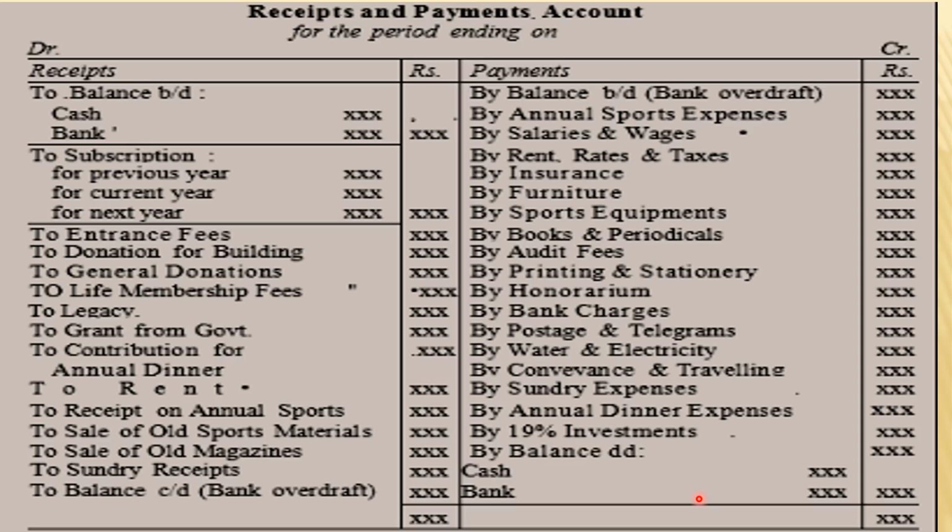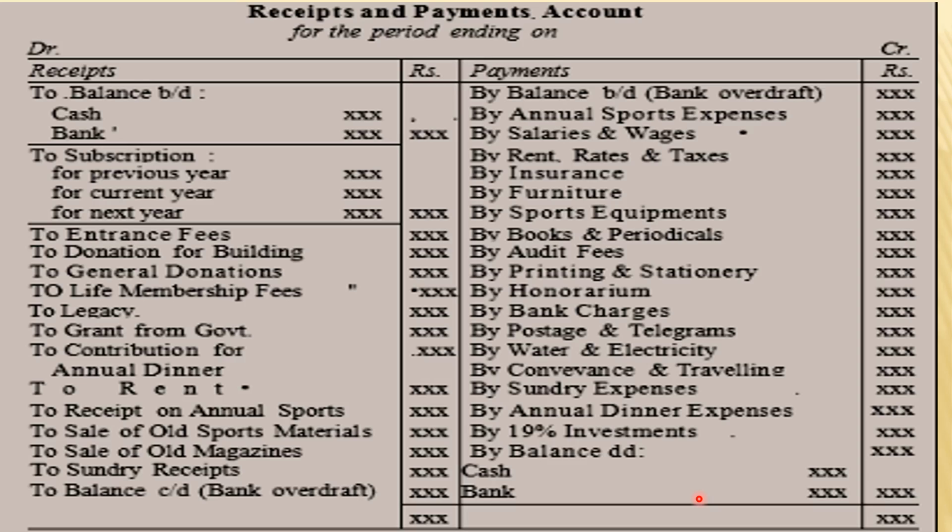But if it is a capital nature payment, it will go to the asset side of the balance sheet. If received, then it will go to the liability side. This is the story. Once again, from the receipts and payment account, you are generally asked to prepare the income and expenditure account as well as the balance sheet.